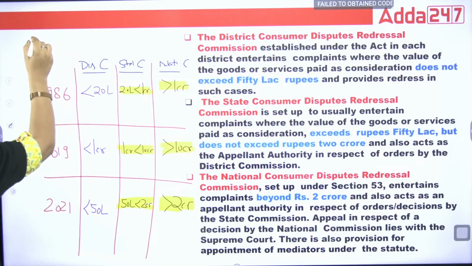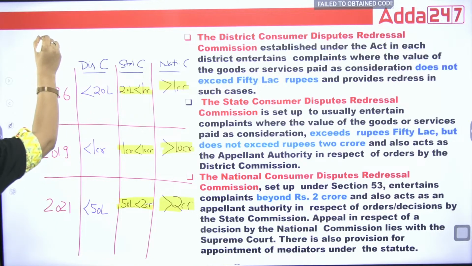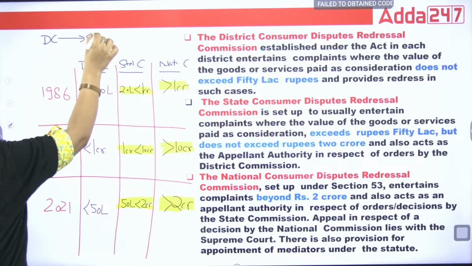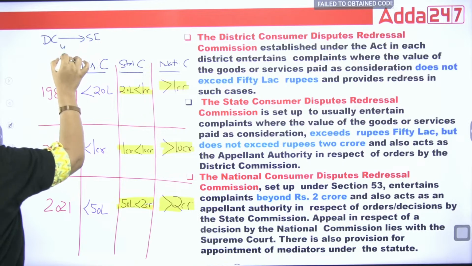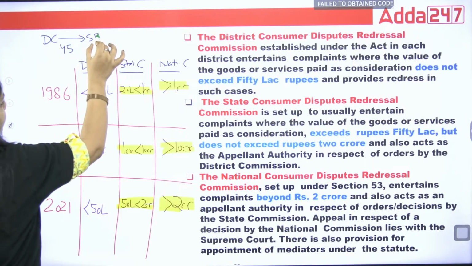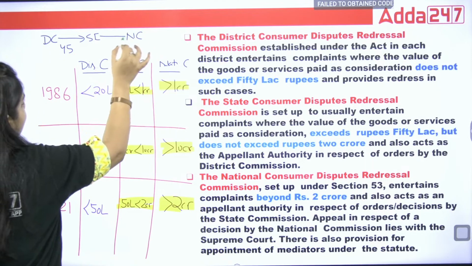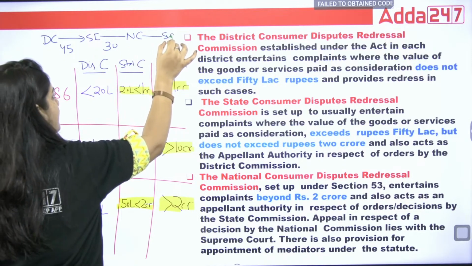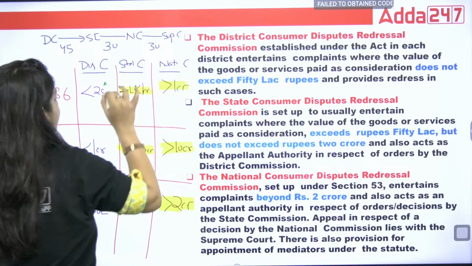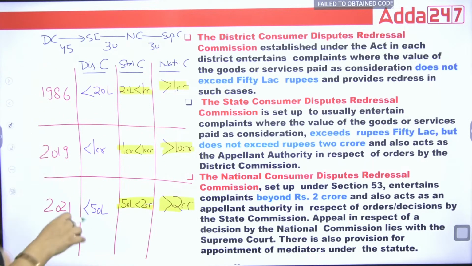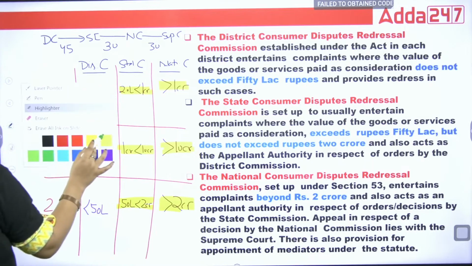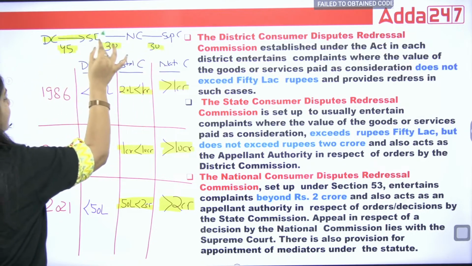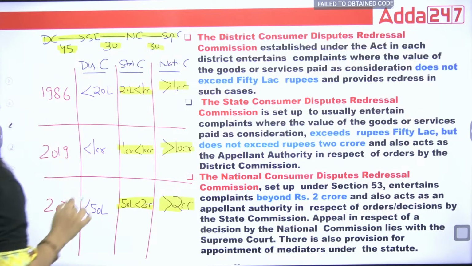And one thing I just want to highlight. District Commission to State Commission, that is within 45 days. State Commission to National Commission, 30 days. And National Commission to Supreme Court, that is 30 days. So these are the appeal days. That is important: District to State, State to National, National to Supreme Court.